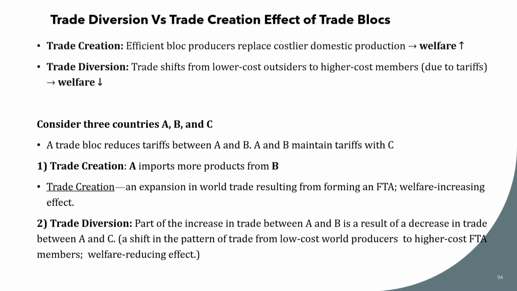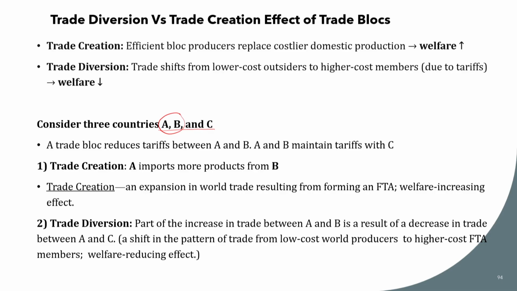So in order to explain this, consider three countries A, B, and C, and assume that there is a regional trade agreement between A and B. So A and B engage in a trade agreement, and C is the outsider country. What if this trade bloc reduces tariffs between countries A and B? That means A and B maintain tariffs with C, but there is no tariff between A and B.